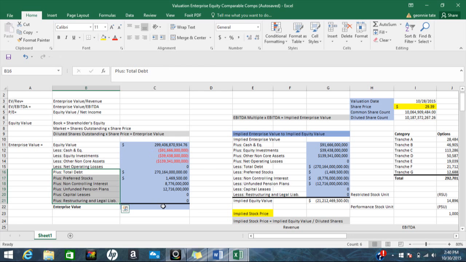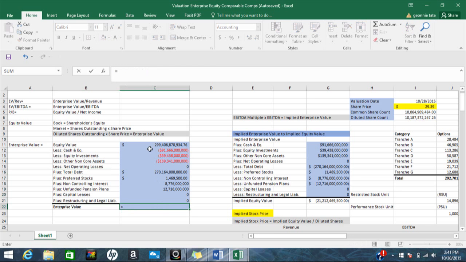And I can just use a simple summation formula since I have the ones that I'm subtracting already negative. So I'm going to get to it here. Start with your equity value. So now this is my enterprise value here.